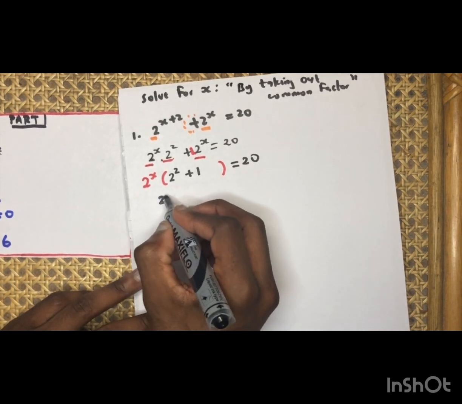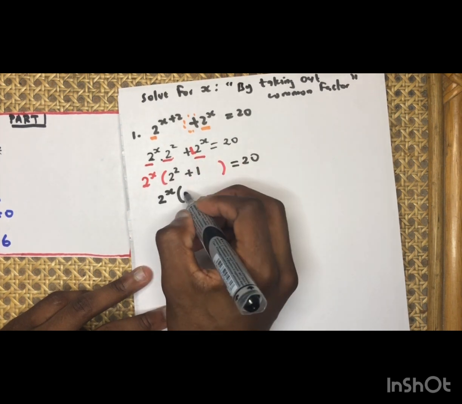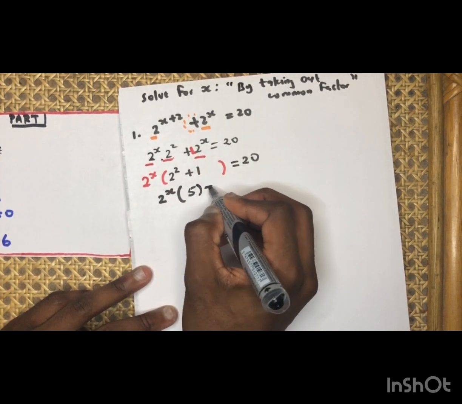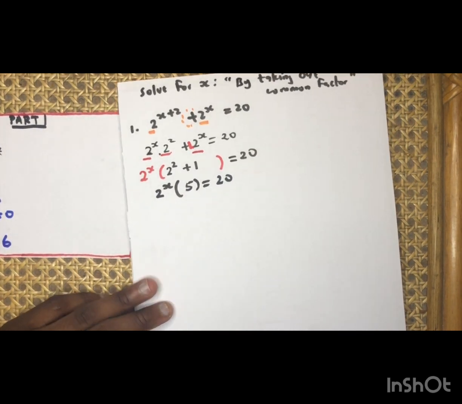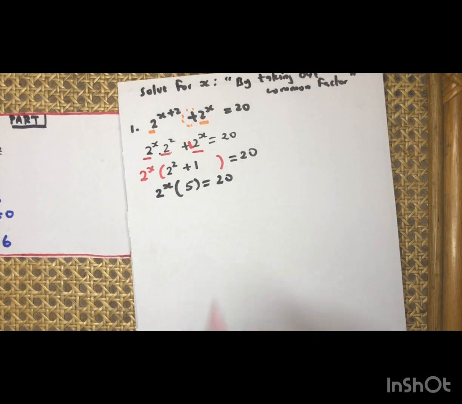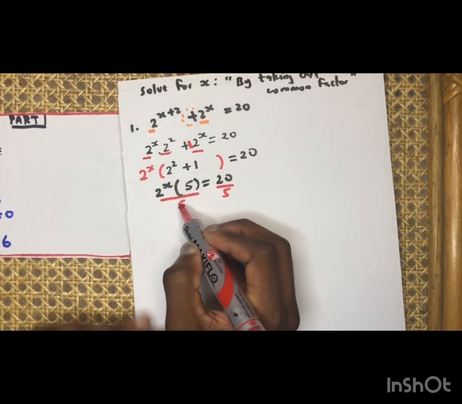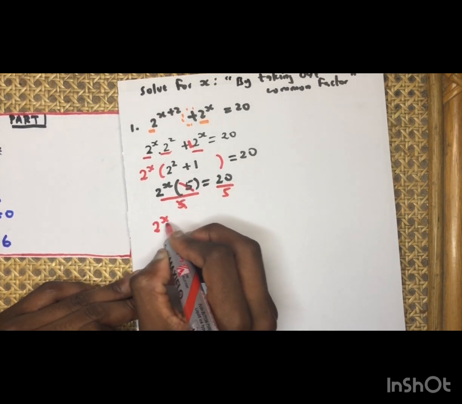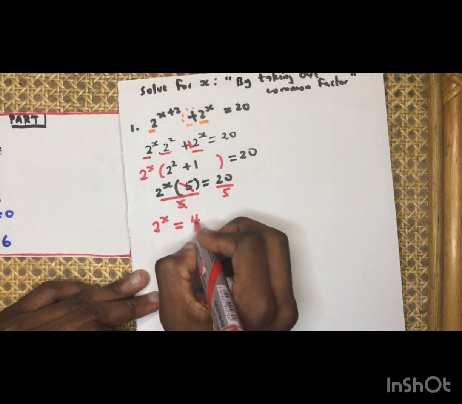Now, this is 2 to the power x here, and 2 to the power 2 gives us 4. 4 plus 1 gives us 5, equals 20. What must we do, grade 11? Yes, we divide both sides by 5. So this will cancel out, and now we have 2 to the power x here. Then 20 divided by 5 gives us 4.